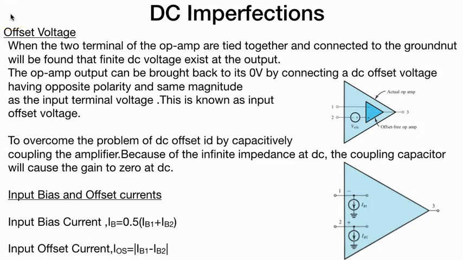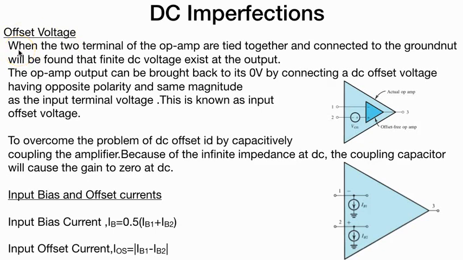As we have talked about many application types, but an ideal amplifier in the practical world suffers some imperfections. Let's talk about that. The first one is an offset voltage.